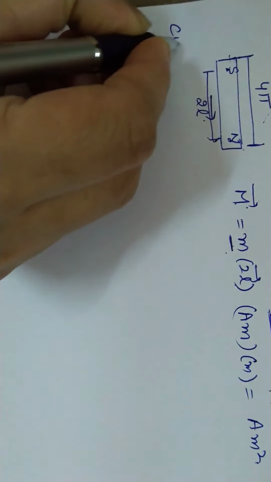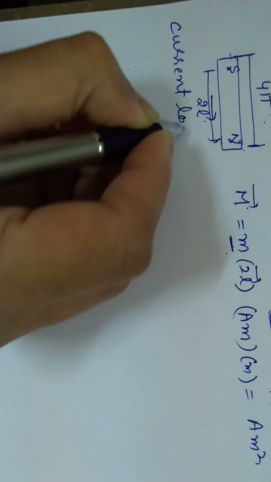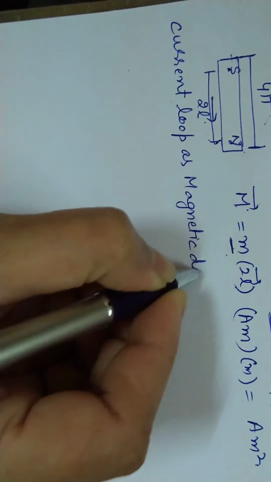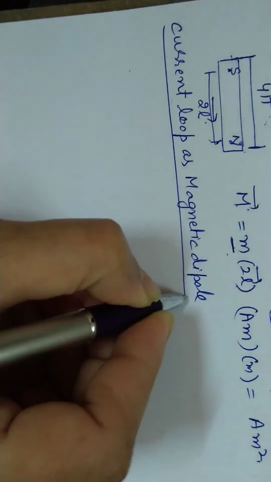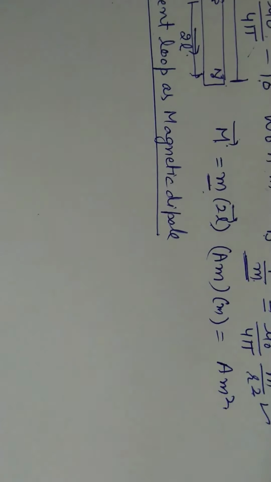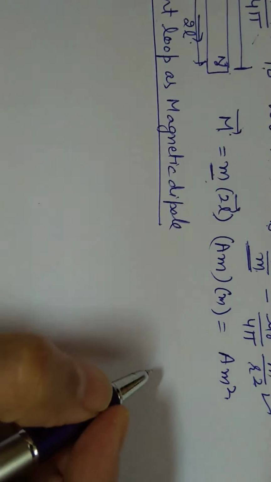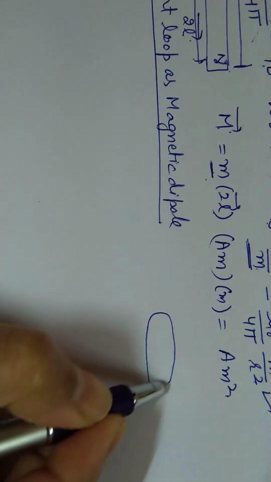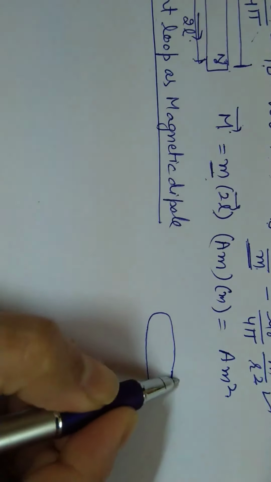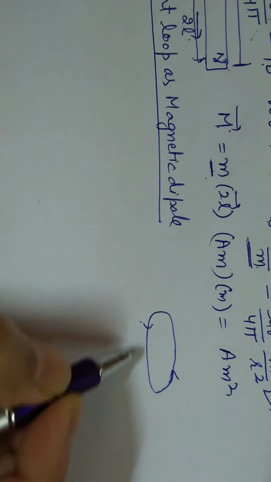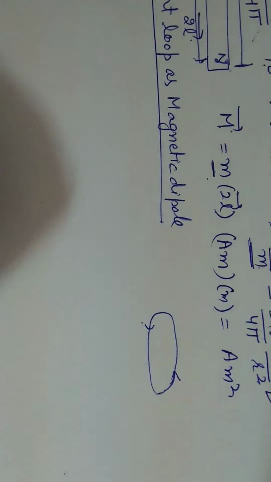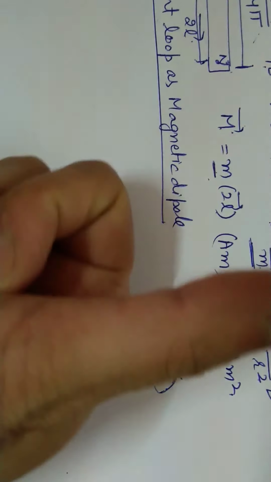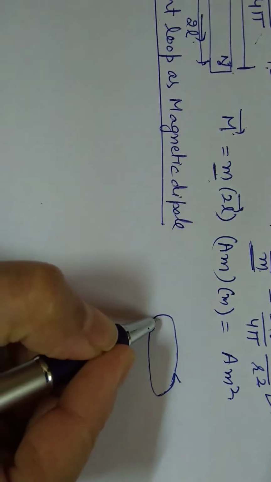Now we have the current loop as a magnetic dipole. Current loop as a magnetic dipole, because if we consider a circular coil carrying the current I, and if we say that when seen from above it is in anti-clockwise direction, then by using the right hand thumb rule, how do we find the magnetic field lines?